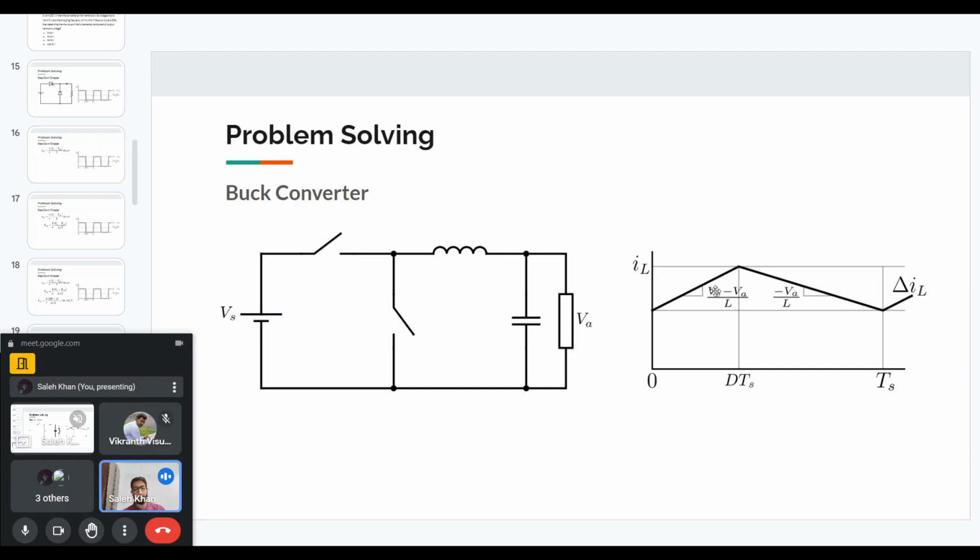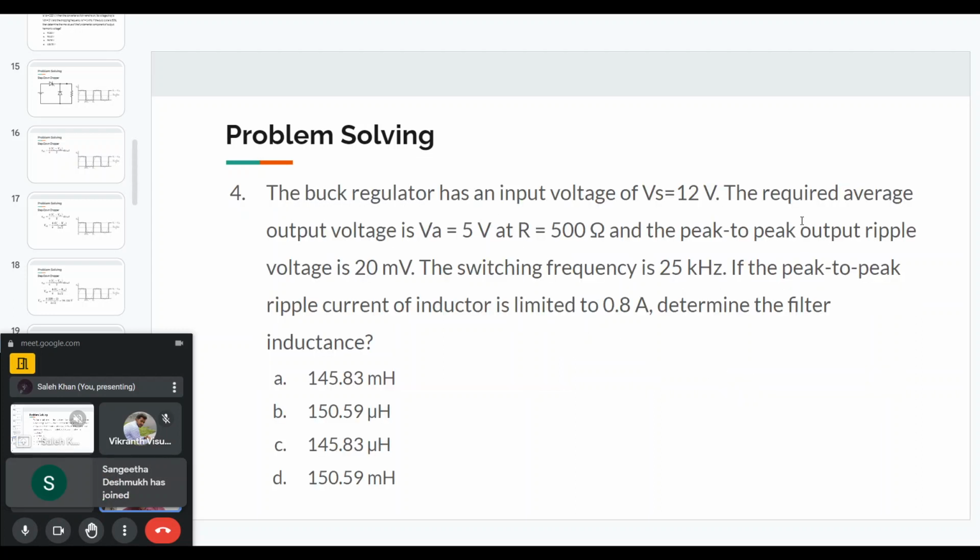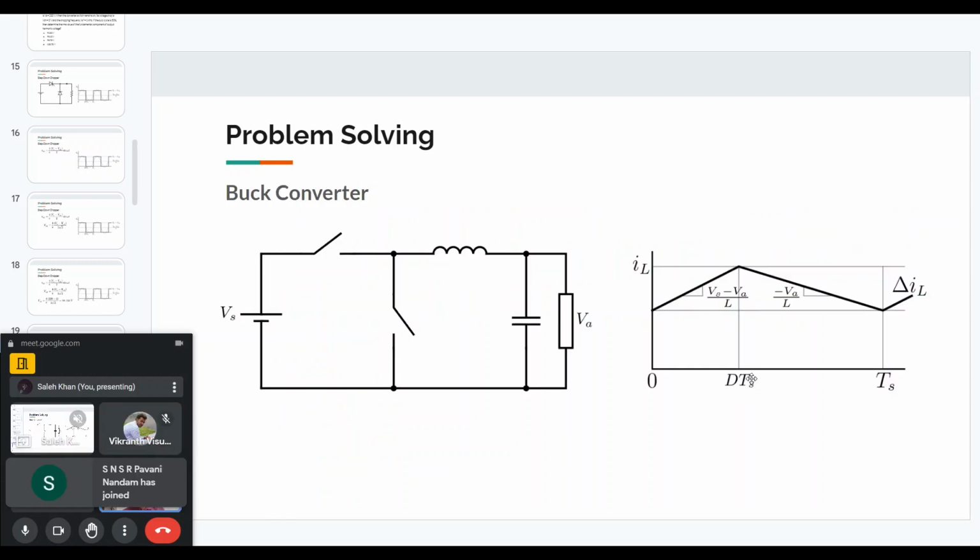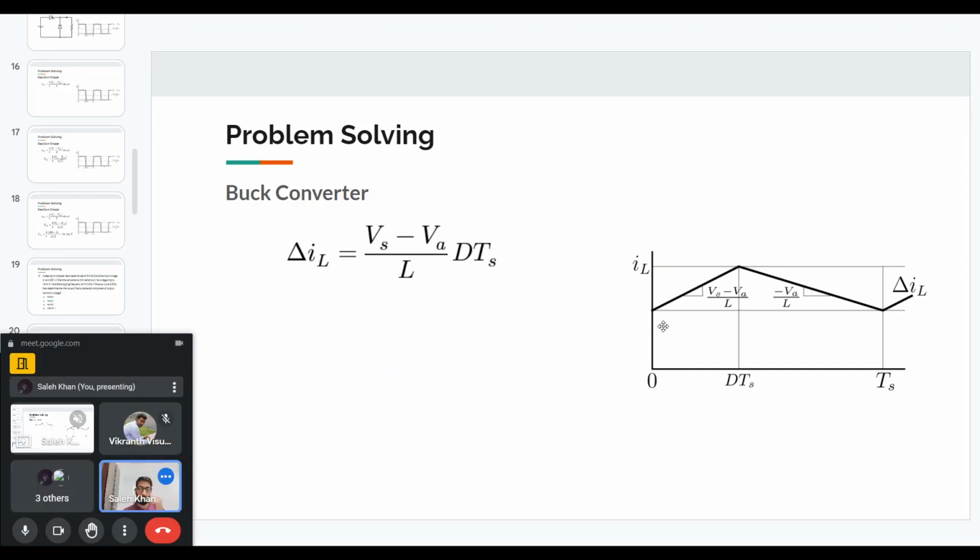And we know the input voltage Vs, we know the output voltage Va, and we also know the duty. We are not given the duty, but from the input voltage and output voltage, we can find out the duty. And Ts we can find out from the switching frequency. So from the inductor equation or just from the graph, if you apply the equation of this line, you can find out that the inductor current ripple, from the top peak value to the lowest value, will be given by this equation.